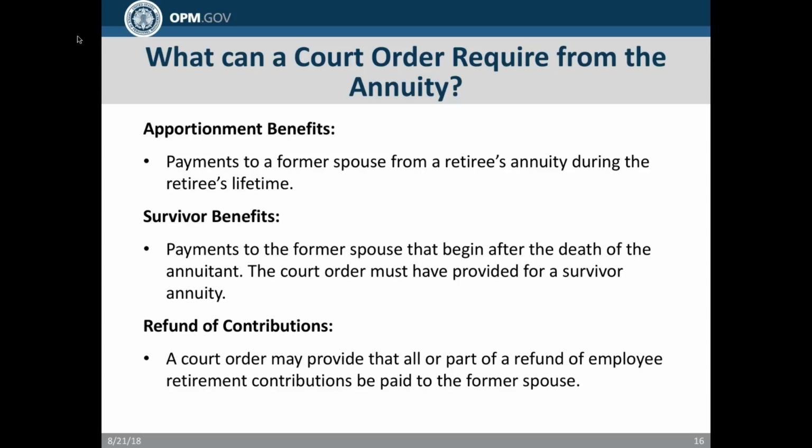Also, a court order can require from the annuity apportionment benefits, payments to a former spouse from a retiree's annuity during the retiree's lifetime. That's an apportionment benefit. And survivor benefits is payment to the former spouse that begins after the employee or the retiree has died. The court order must have provided for a survivor annuity. Another type of benefit is a refund of contributions. A court order may provide that all or part of a refund of employees' retirement contributions be paid to the former spouse. So these are the three main benefits that can be provided in the court order: an apportionment, survivor, and refund of contributions.